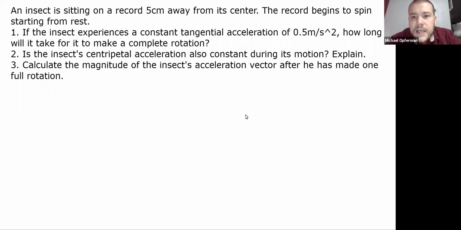So let's assume that the insect has a constant tangential acceleration, 0.5 meters per second squared. How long will it take before the insect makes one complete revolution and comes back to the same point as where he started? Okay, so how are you going to approach this?